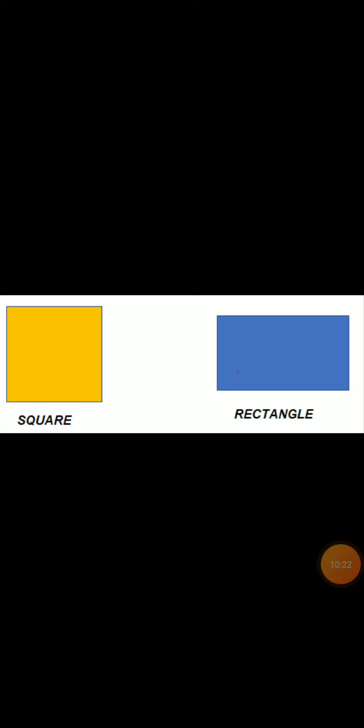The next is a rectangle is not a square. A square is a rectangle, but a rectangle is not a square. Why can a rectangle not be a square? In a square, we have all four sides equal, whereas in a rectangle, we have pairs of opposite sides equal. All four sides are not equal. So a square is a rectangle, but a rectangle is not a square.